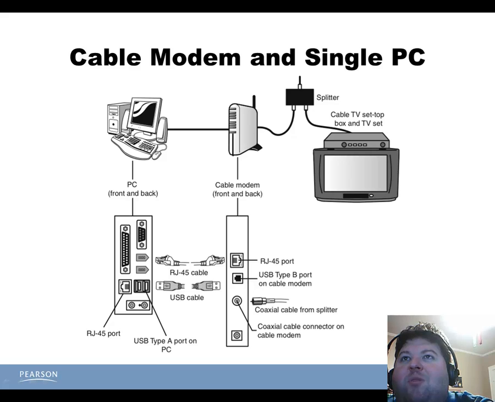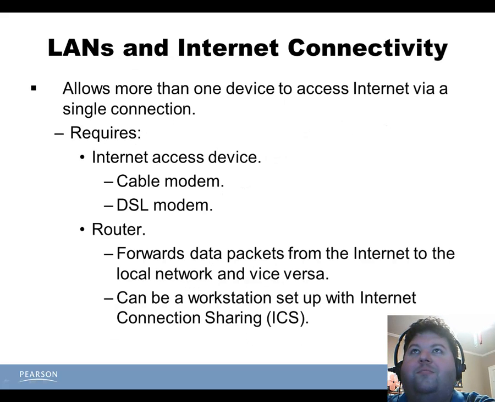Here they're showing a cable modem going to a single PC. They've got a splitter run into the cable modem and then the TV. And then on the back of the cable modem, they've got coax running in and then a USB or an RJ45 port run to the computer. Most of you at home probably have this set up, except instead of running to your computer, you got an RJ45 wire running to your wireless router, and from there it's going to your computer.